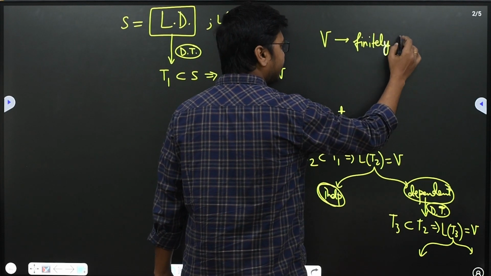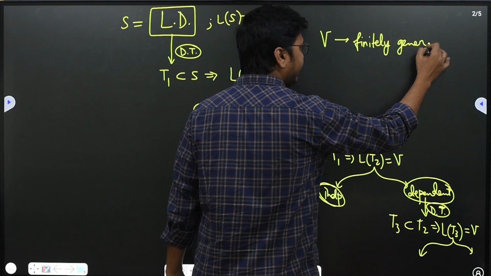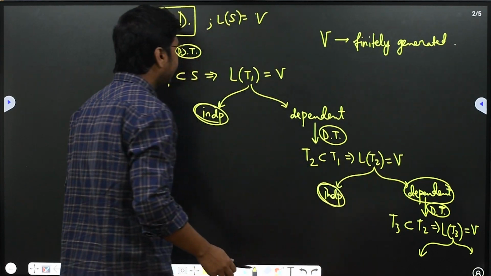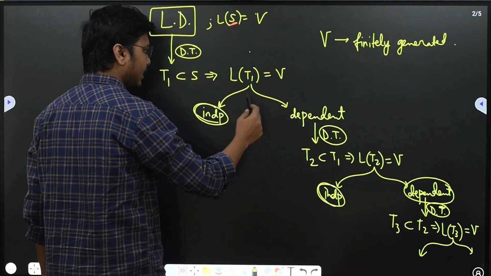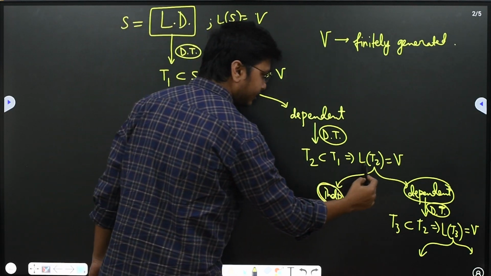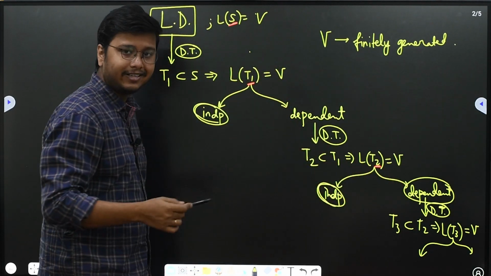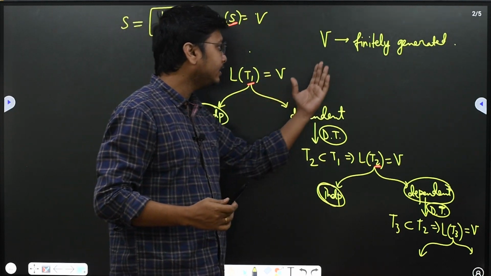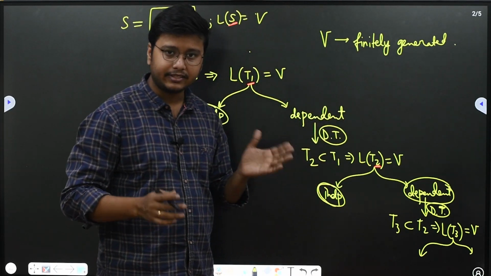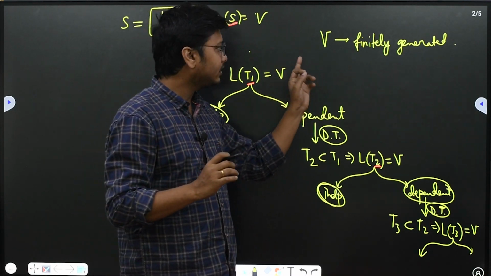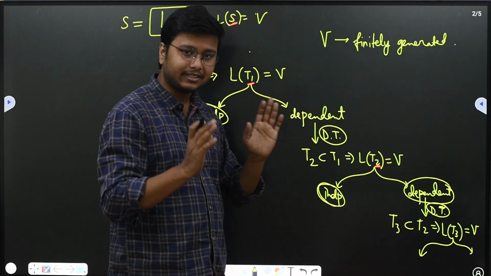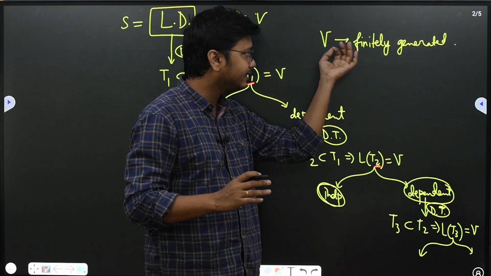Now what is the meaning of finitely generated? Finitely generated means here every time some set is generating V. Initially S was generating V, then T1 was generating V, then T2 is generating V. So these are all generating sets. If I say that the vector space V is finitely generated, that means there exists a finite set which will generate V. That means the linear span of that particular finite set will be equal to V.